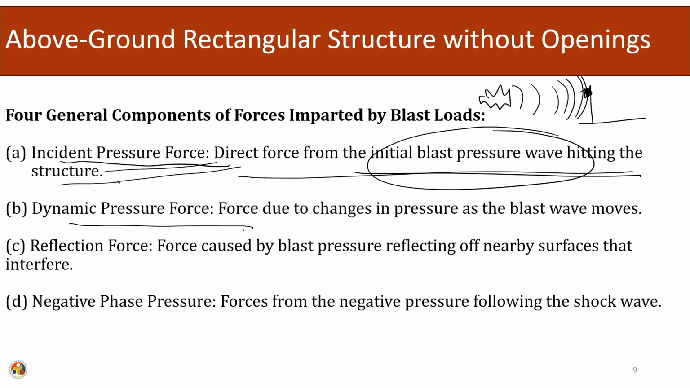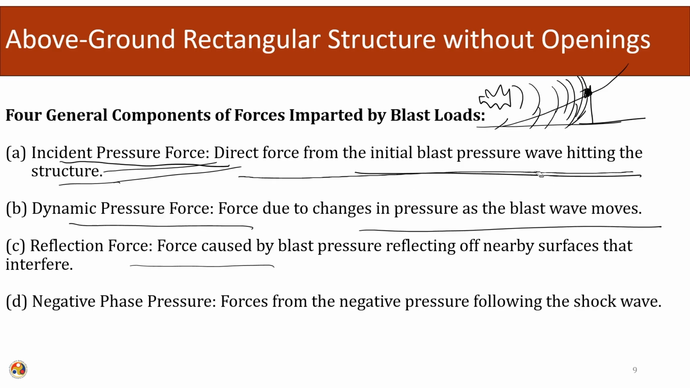Dynamic pressure force, this is the force due to change in pressure as the blast wave moves. Reflection forces, these are the forces caused by blast pressure reflecting off nearby surfaces that interfere. So, due to a nearby surface such as the ground, if there is a reflection, then the structure will see the reflected pressure also, and due to these reflected pressures there will be reflected forces. There will be negative pressure force. So, these are the forces from the negative pressure following the shock wave.